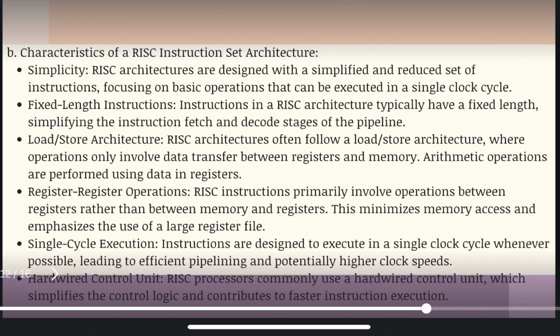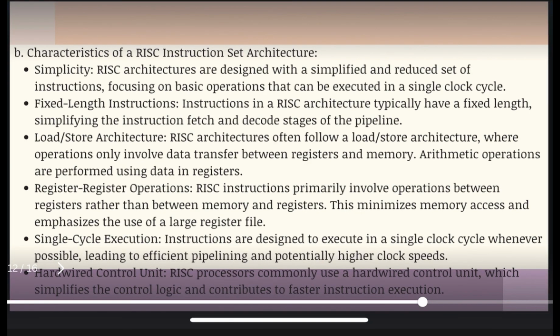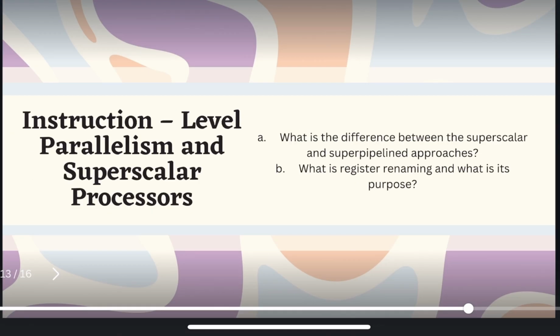Single cycle execution. When possible, instructions are made to complete in a single clock cycle, which promotes effective pipelining and possibly faster clock rates. Then, hardwired control unit. So, RISC processors commonly use a hardwired control unit, which simplifies the control logic and contributes to faster instruction execution. Level parallelism and superscalar processors.